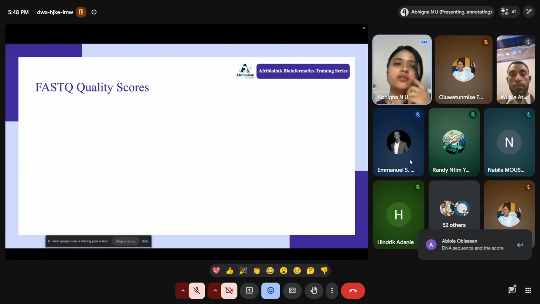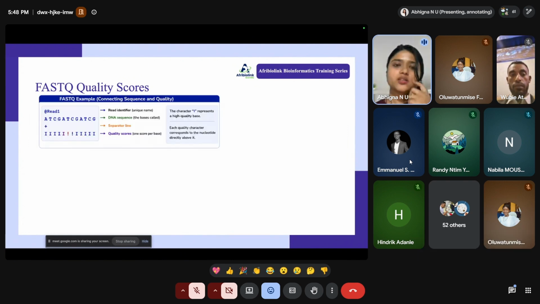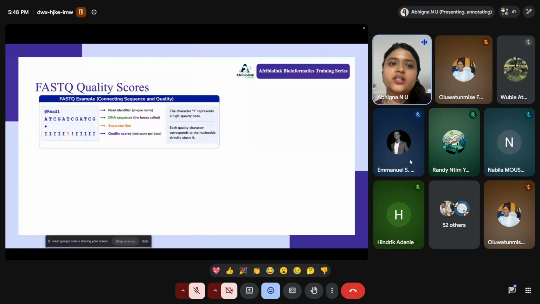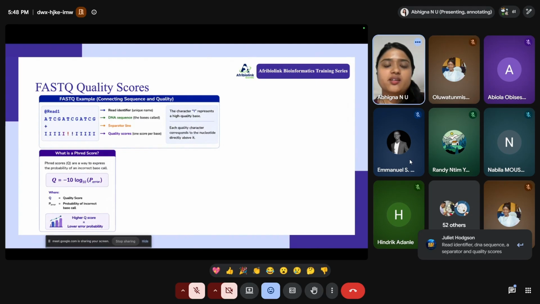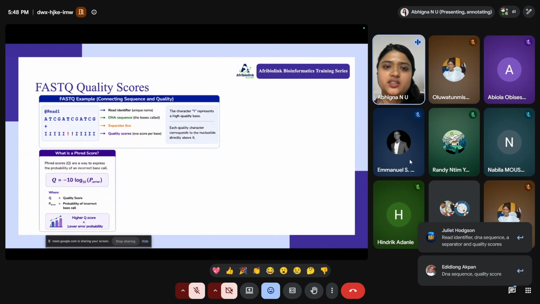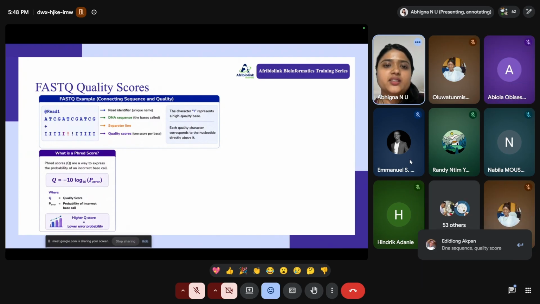What is meant by FASTQ quality scores? For example, we have already learned FASTQ, an example of a FASTQ sequence where the first line consists of the read identifier, the next line is the DNA sequence, the third line is the separator line, and the fourth line is the quality scores. So the character I represents a high quality base, and the other characters represent different, maybe low quality bases.